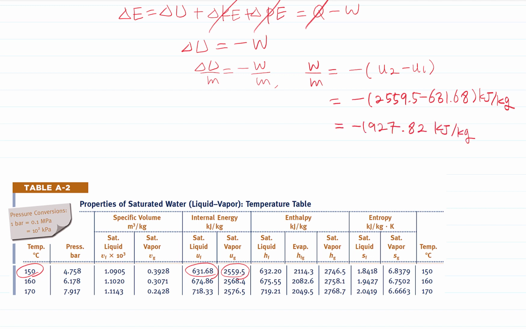So the net work is negative. This indicates the paddle wheel work is greater than the boundary work. And we are going to apply the entropy balance to the piston cylinder device.